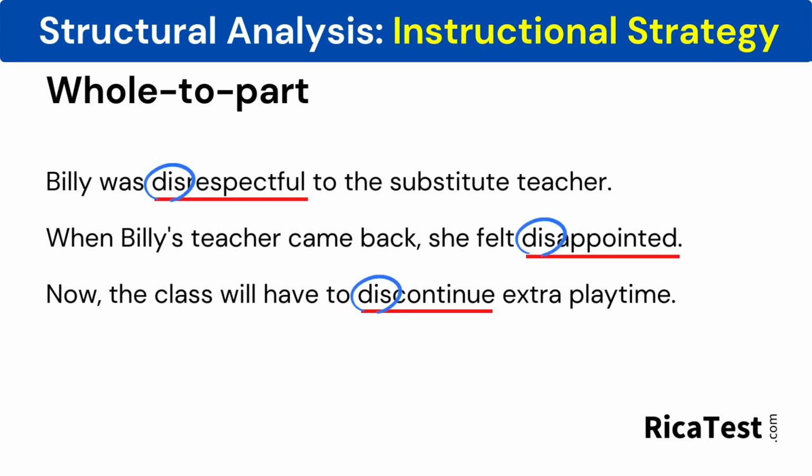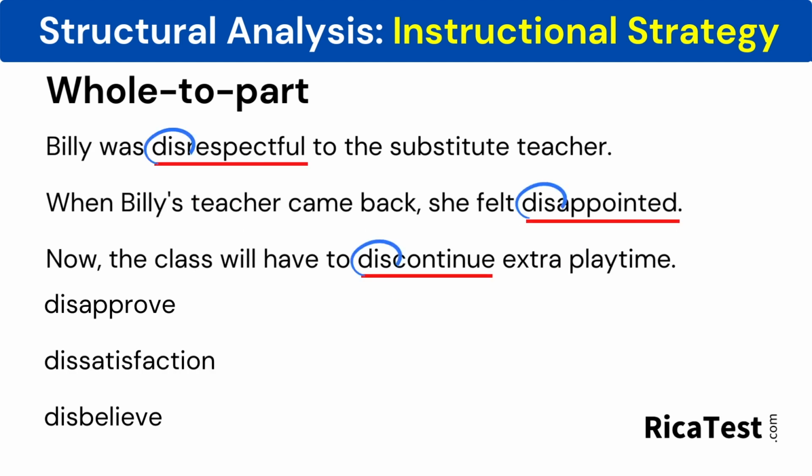The teacher now works with the students to decode the target words and understand the prefix. In this example, what dis means. If the students are unsure, the teacher directly and explicitly tells them the meaning. Next, the teacher and students make a list of other example words that share the same common element. For example, disapprove, dissatisfaction, disbelief.